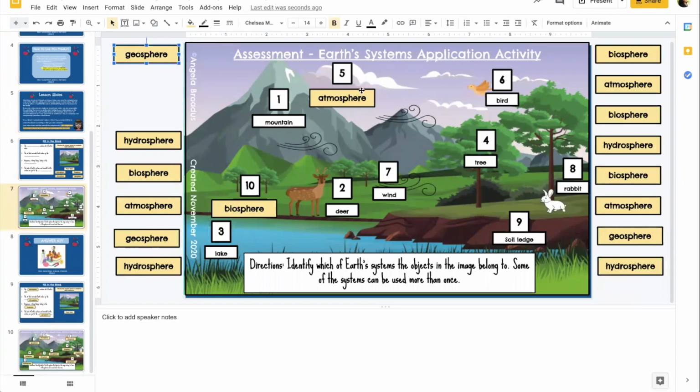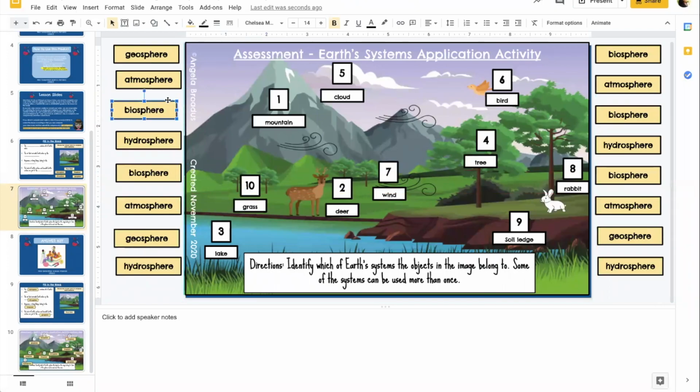I'm just going to go back and reset it really quickly because I was playing around with it earlier. Like I told you before, there are 4 main Earth systems that we talk about in science. And so I created this activity based on what we had been learning about. I'll quickly read the directions. It says, identify which of Earth's systems the objects in the image belong to. Some of the systems can be used more than once. Essentially, the directions are pretty self-explanatory. The students had to label the different objects that they see in this image.